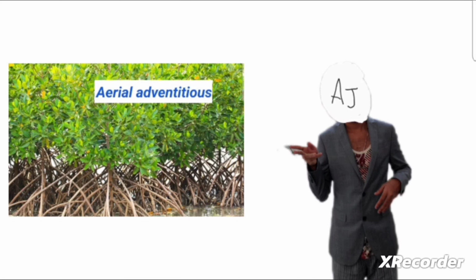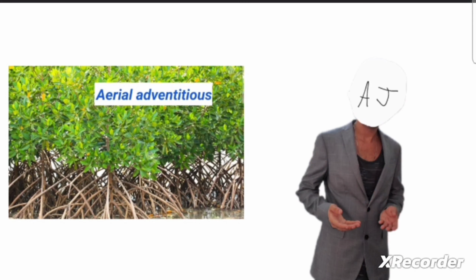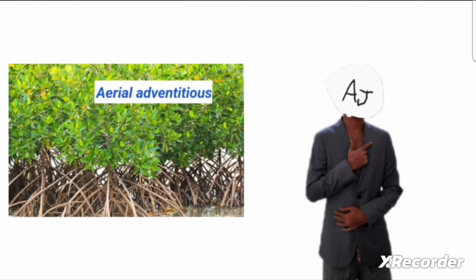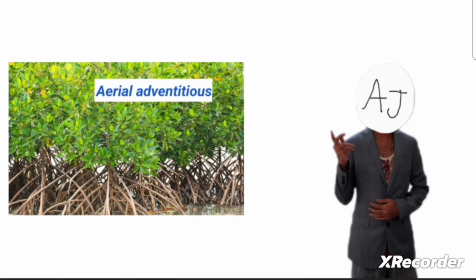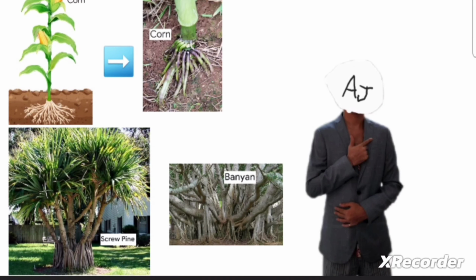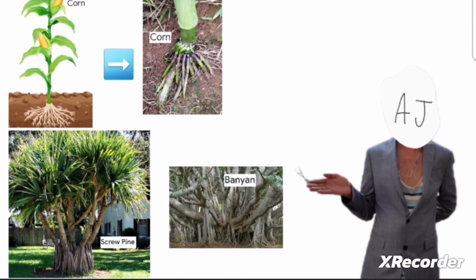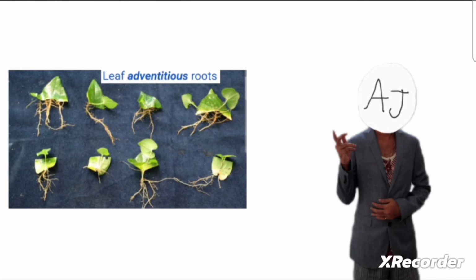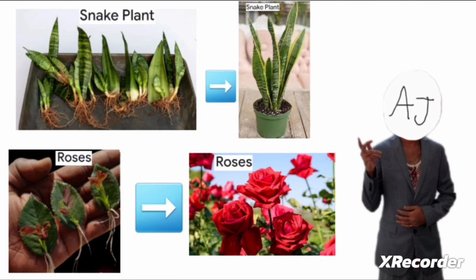Aerial roots are roots that either grow from the stem of the plant or the leaves of the plant. They usually pass some distance from the plant through the air before reaching the soil or remaining hanging in the air. Some of these, such as the ones found in corn, screw pine, and banyan, eventually assist in helping the plant support itself in the soil. Leaf adventitious roots are roots that sprout from leaf cuttings, such as snake plants and roses.